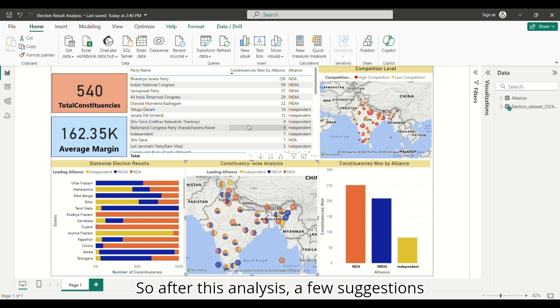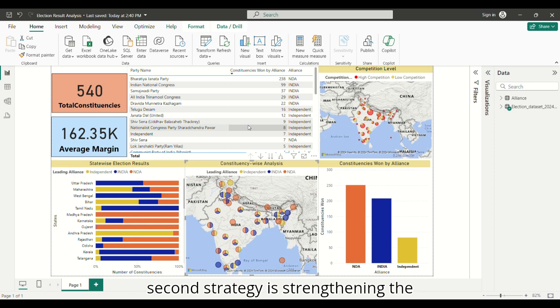After this analysis, a few suggestions can be drawn for the political parties who wish to improve their performance or to maintain their position in future elections. First would be to focus on the high competition areas. Analyze constituencies with small winning margins as these are high competition areas. Allocating more resources, including campaign efforts and funding, to these regions would be helpful. Personalized outreach efforts through door-to-door campaigns or community events, etc., can be useful to sway the undecided voters in these regions.